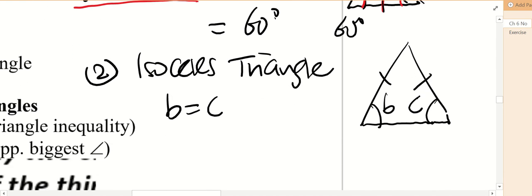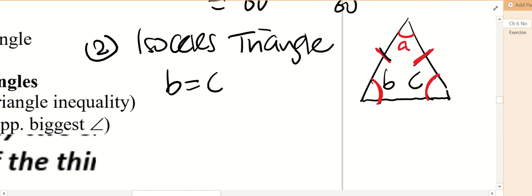Okay, let's move on to isosceles triangle. Now, isosceles triangle, remember, two sides are the same, yeah? So when we have two sides the same, the two angles related to these two equal sides, which are B and C in this case, are the same. So angle B equals angle C. So if I have this guy here, A, what is the value? Well, if I know what B and C are, I can also calculate it, right? Taking 180 degrees minus B minus C.